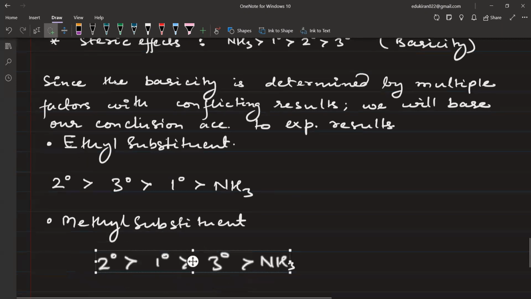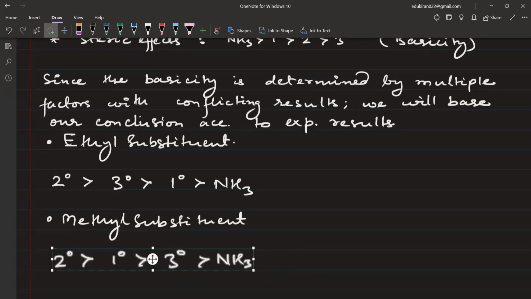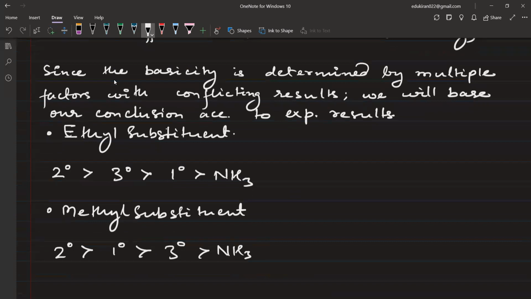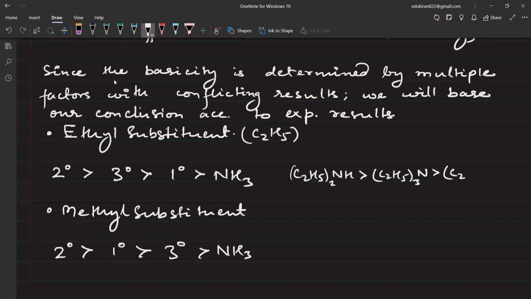I am also writing the structures. Ethyl का मतलब क्या होता है? C2H5. Okay, so you can have (C2H5)2NH, this will be most basic, followed by (C2H5)3N, followed by C2H5NH2, and then NH3.